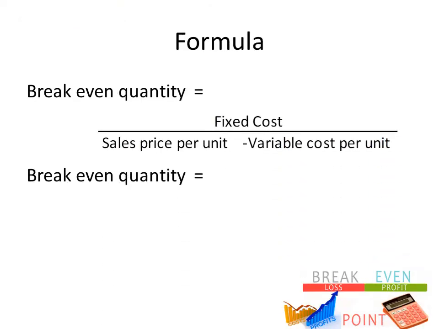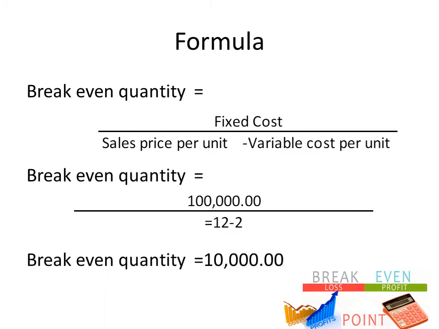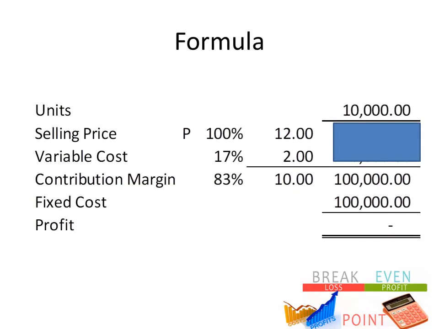So we know that the computation is fixed cost divided by sales price per unit less variable cost per unit. We have 100,000 fixed cost and our selling price is 12 less the variable cost of 2, therefore our break-even quantity is 10,000. So let's check. 10,000 times 12 is 120,000, and 10,000 times 2 is 20,000. When we deduct, it's still 100,000.